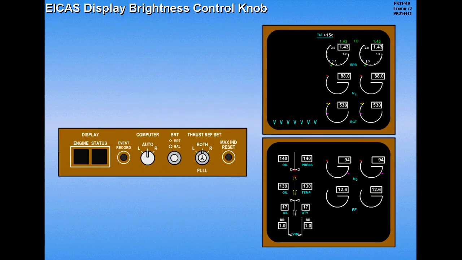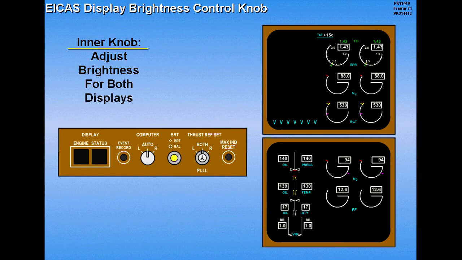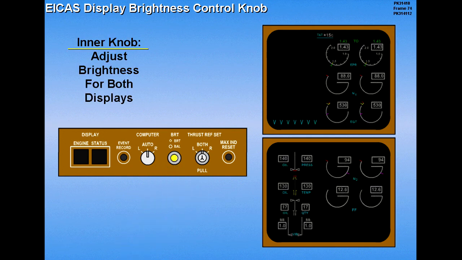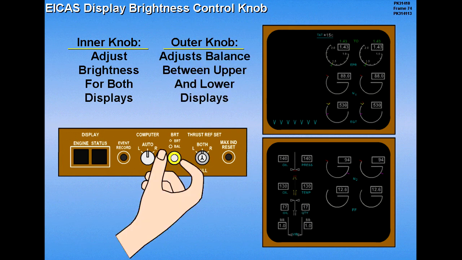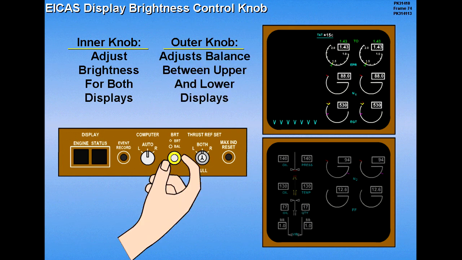The EICAS displays can be dimmed or brightened using the brightness control knob. The inner control adjusts the brightness of both display indications, and the outer control adjusts the brightness balance between the upper and lower displays.